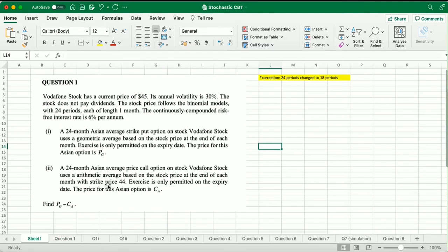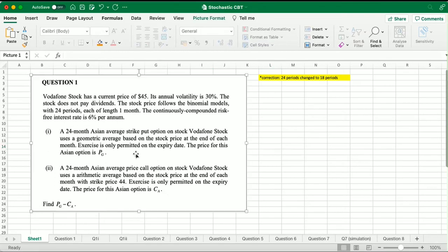Next, there are two sub-questions for this question, where the first one is an 18-month Asian average strike put option on Vodafone stock that uses a geometric average based on the stock price at the end of each month. The price for this Asian option is PG. And the next one is an 18-month Asian average price call option on the stock that uses an arithmetic average based on the stock price at the end of each month, with strike 44. The price for this Asian option is CA. So we need to find PG and CA.